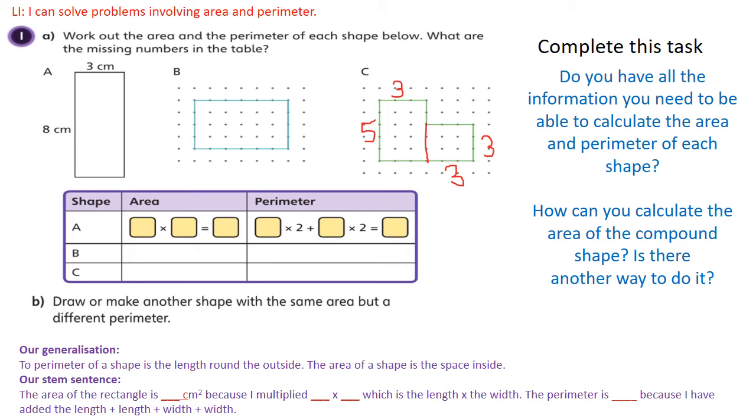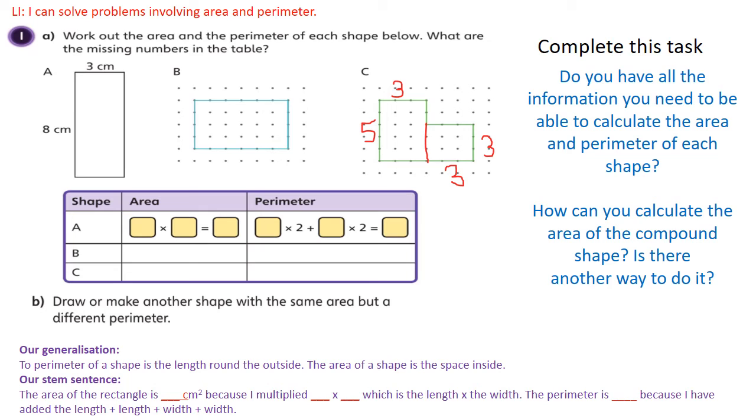That is 5 by 3. So we can work out the area by timesing those together. When we're working out the area of the little one, we're going to do 3 times 3 and then add them together. Now, working out the perimeter, that's a bit different this time.